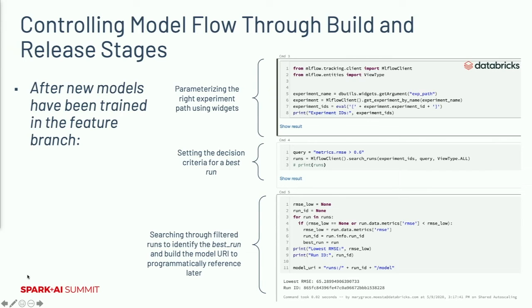And the next box is setting the decision criteria for the best run. So I have all my runs sitting in the tracking server. I know, hey, I want to pick the run that has the highest RMSE. And I want to be able to do that programmatically, right? If that's going to be my success criteria for this model, I want to go ahead and pick it up. So this cell is just setting that decision criteria for the best run. And then this last cell here is searching through all of these filtered runs to identify the best run, but also programmatically build that model URI that's going to be referenced back later. That's that unique identifier that we'll use in automation moving forward.